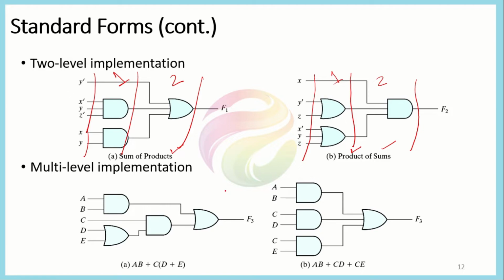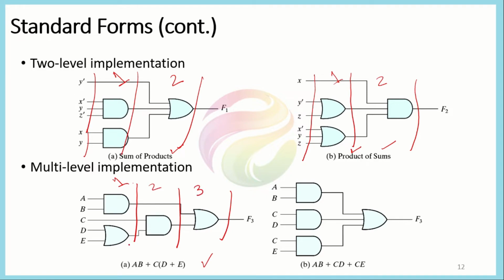And then there is a multi-level implementation. For example, in the last slide we did the f3 function. If you see this f3 function, it's neither in the sum of product form nor in the product of sum form. It is in a different form. First you need to calculate AB, and then you need to calculate DE, and because the result of DE is dependent upon C, then you have to OR it with the result of AB. So you see that there are actually three levels of implementation: 1, 2, 3.